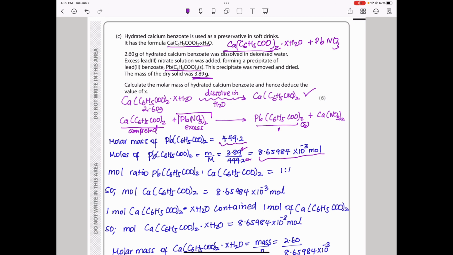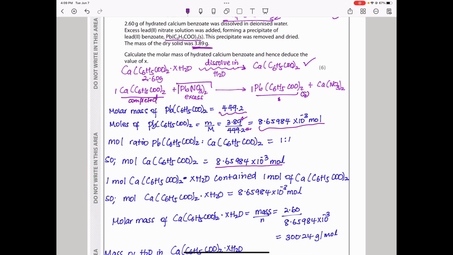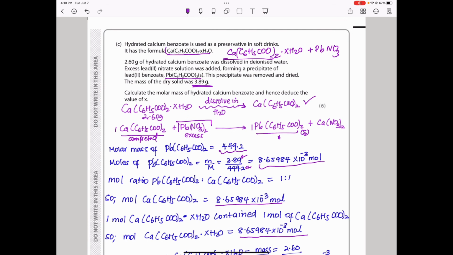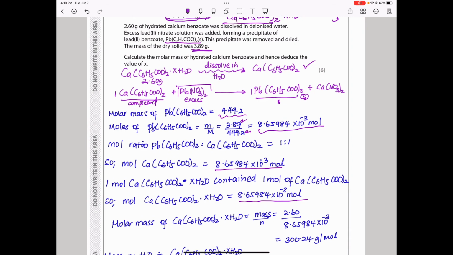If this is the number of moles, the mole ratio is 1 to 1. It means there are going to be the same moles of the salt. Because that is the moles of the salt, it means the calcium benzoate was also those same moles. 1 mole of the whole salt contained 1 mole of the calcium benzoate. So it is easy to tell that they will have the same number of moles using the mole ratio.